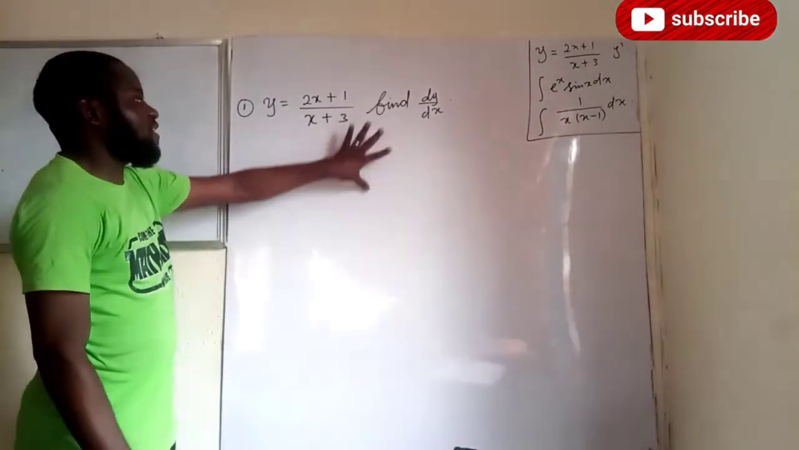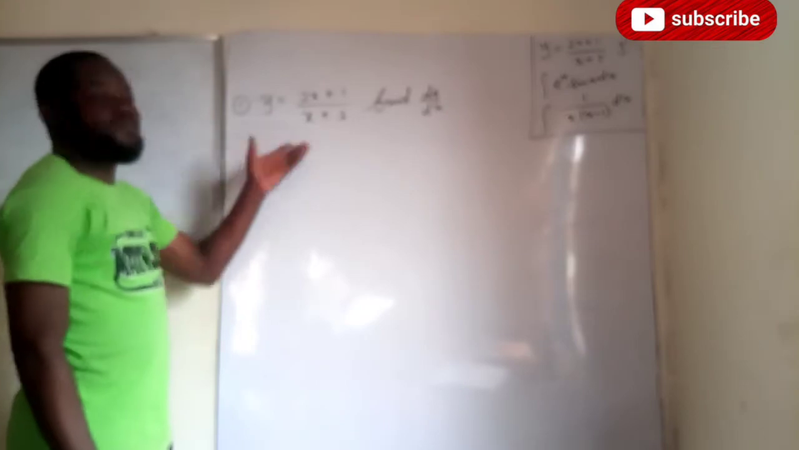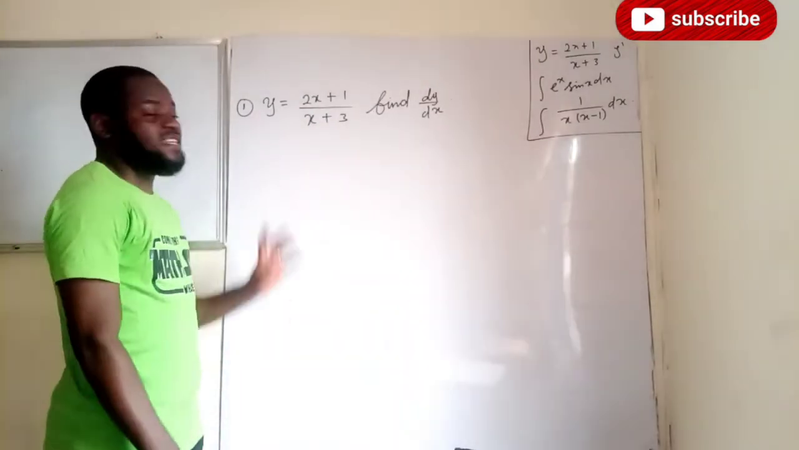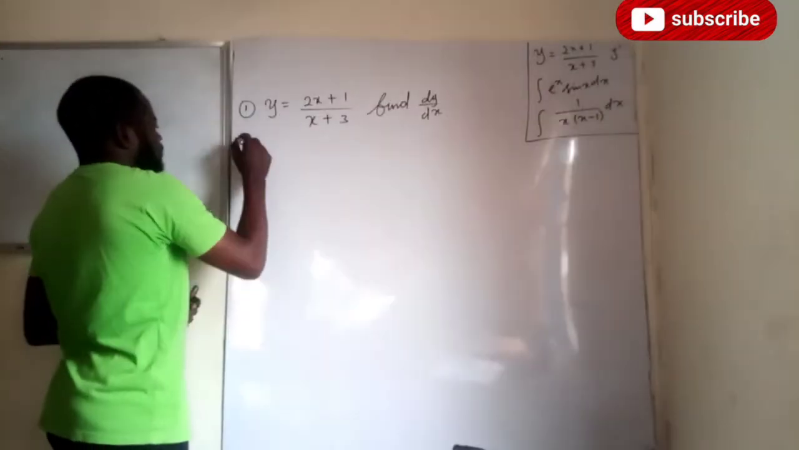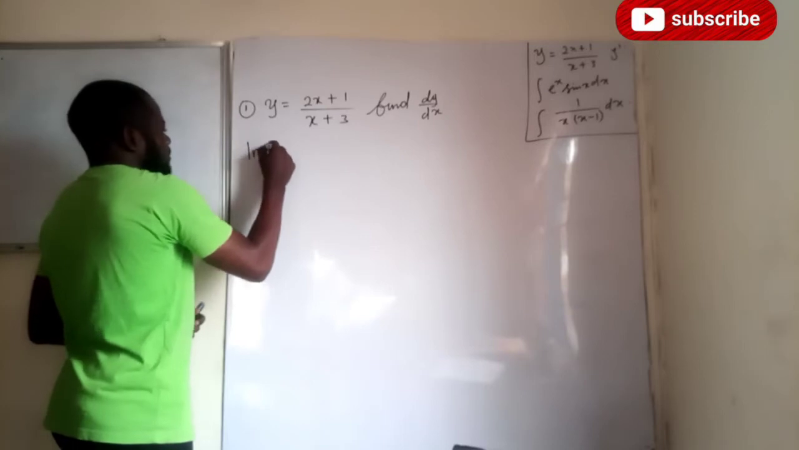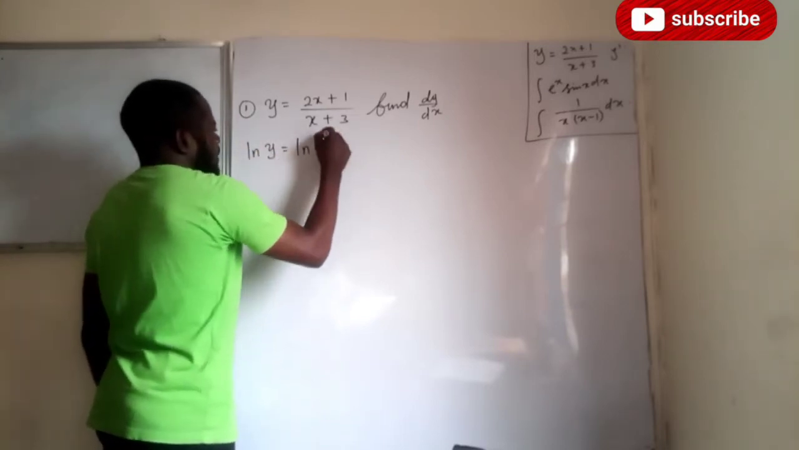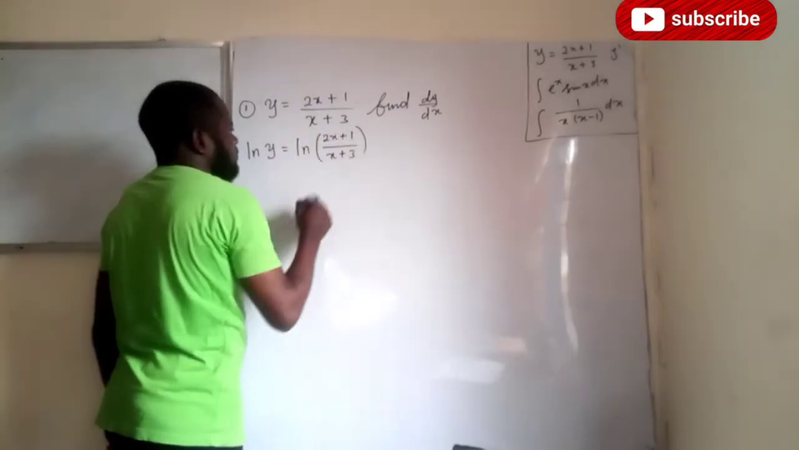Now, we all know the traditional way of solving this kind of question, and that's the quotient rule, isn't it? We are not going to use the traditional way in solving this. Let's see how we can go. I can take the natural log of both sides, that is the ln of both sides: ln of y equals ln of (2x+1)/(x+3).